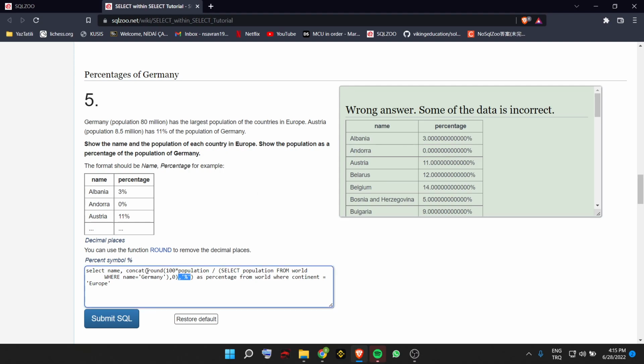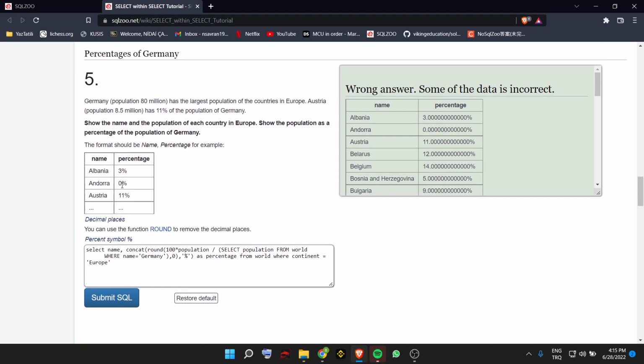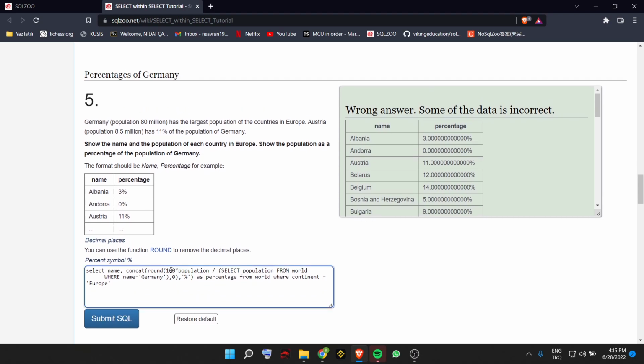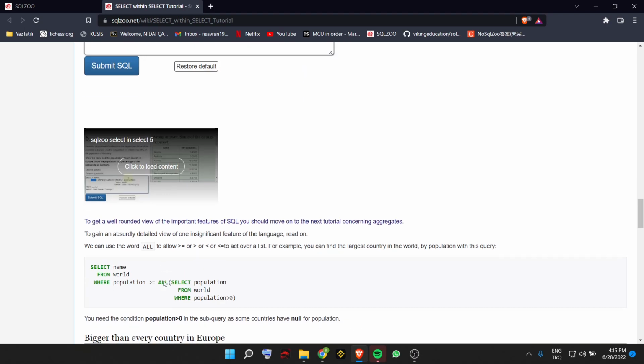The important part is you should know how to find the percentage. You can find the percentage like 100 times population divided by population of Germany and round it to 0 decimals. You can give names to columns like this as percentage and it gives the name to the column. And I picked the countries from Europe because it says so.